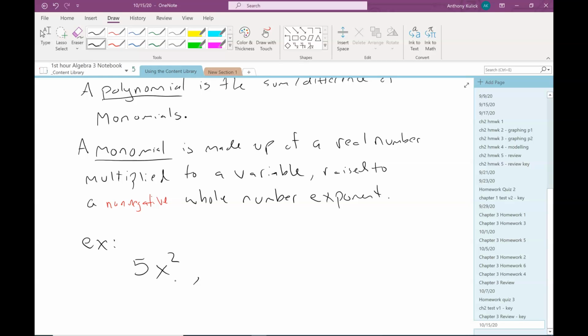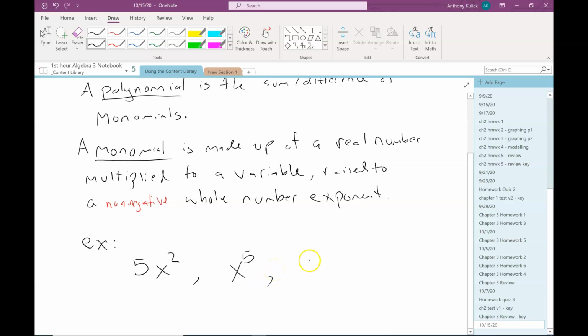5 is a real number. X is a variable. 2 is a non-negative exponent, or non-negative whole numbered exponent, right? Everybody's okay with that? What about x to the 5th? Is that a monomial? Yes. What's the real number being multiplied, though? 1, right? Remember, there's always a coefficient of 1 in front of these variables that we know is there, but we don't always write down. Everybody okay with that?